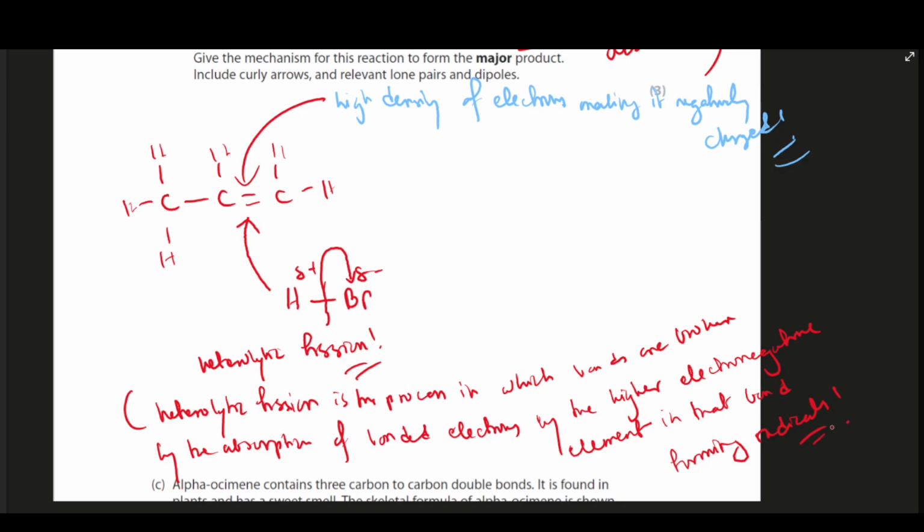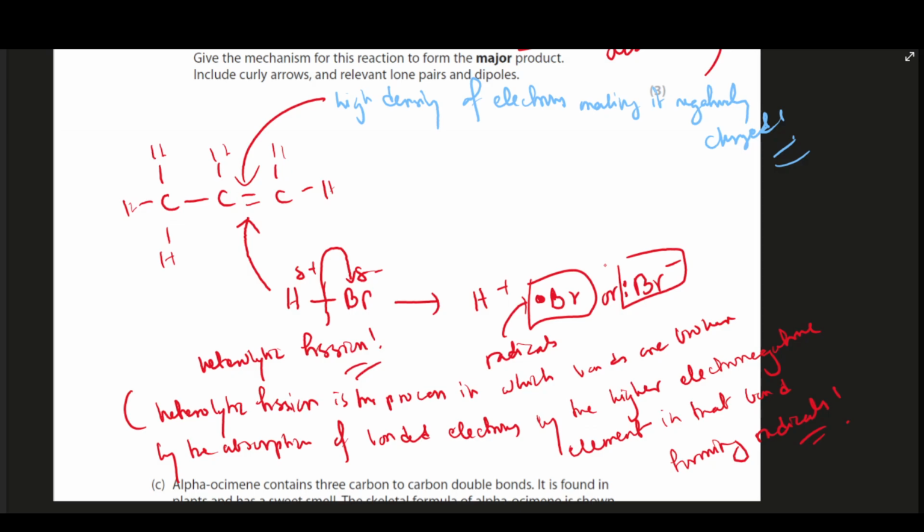Did you understand the whole? It's basically the process in which bonds are broken by the absorption of bonded electrons by the more electronegative element in that bond, forming radicals. Radicals, what are they? H plus and Br, this one, right? We basically represent radicals by showing an unpaired electron right here. You can show it in this way, or you can simply show it like this as well. Any one way you can show, it doesn't matter how you show radicals. So what are radicals? Radicals are species which consist of unpaired electrons.